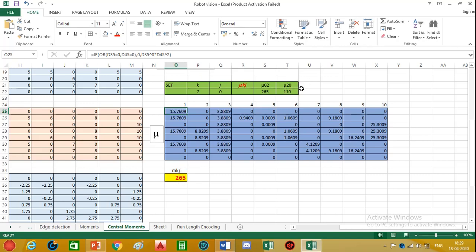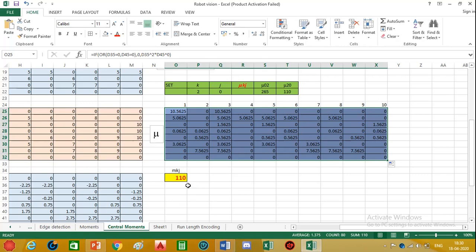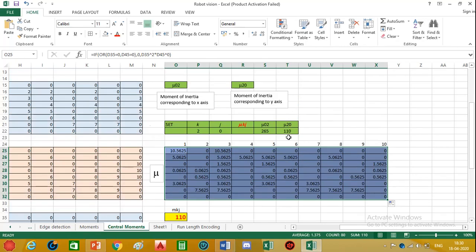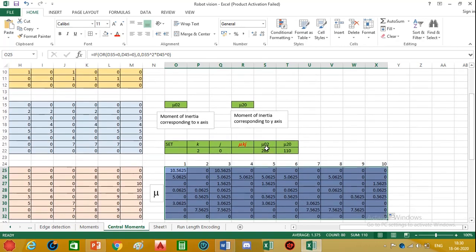Similarly, to obtain this moment mu20, we set k is equal to 2 and j is equal to 0. So we will modify the formula. So k is equal to 2 and j is equal to 0. And we can see this value of mu20 is 110. So thus we can obtain this value of mu02, which represents the moment of inertia corresponding to x-axis, and mu20, which represents the moment of inertia corresponding to y-axis.